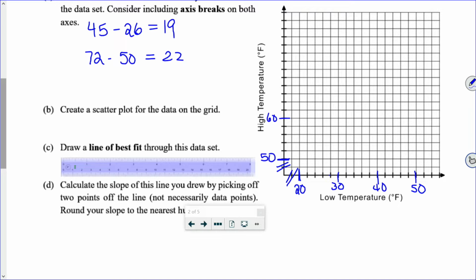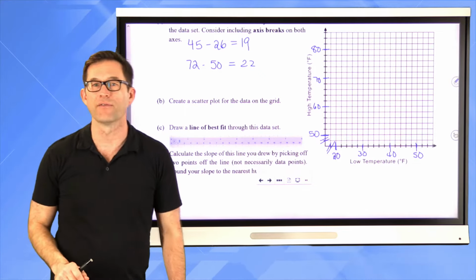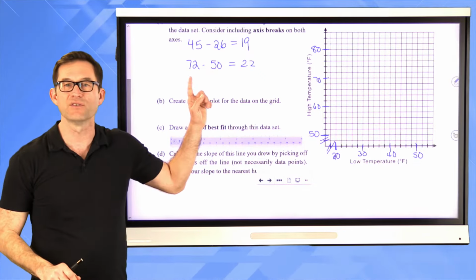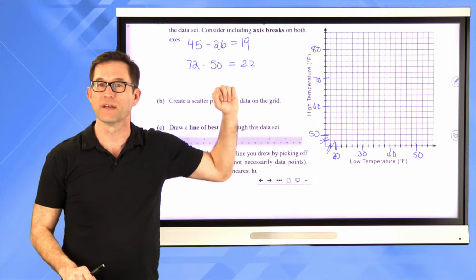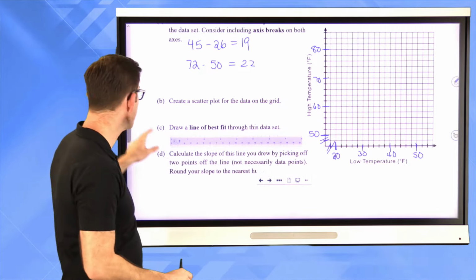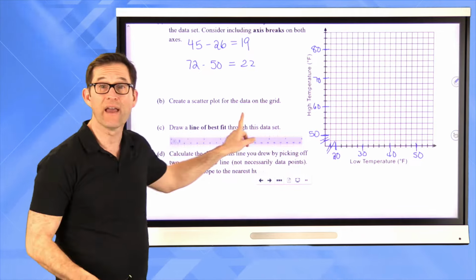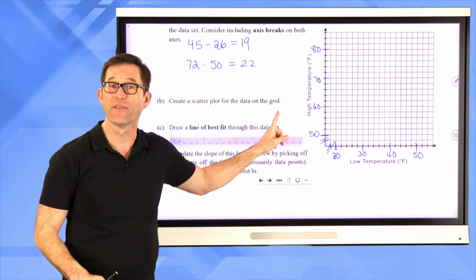62, 64, 66, 68, 70. 72, 74, 76, 78, 80. And again, I don't need to mark any more off because that's enough, right? I need to just get up to 72, so 50 through 80 is going to get the job done. Now, I just need to create a scatter plot for the data on the grid, all right?